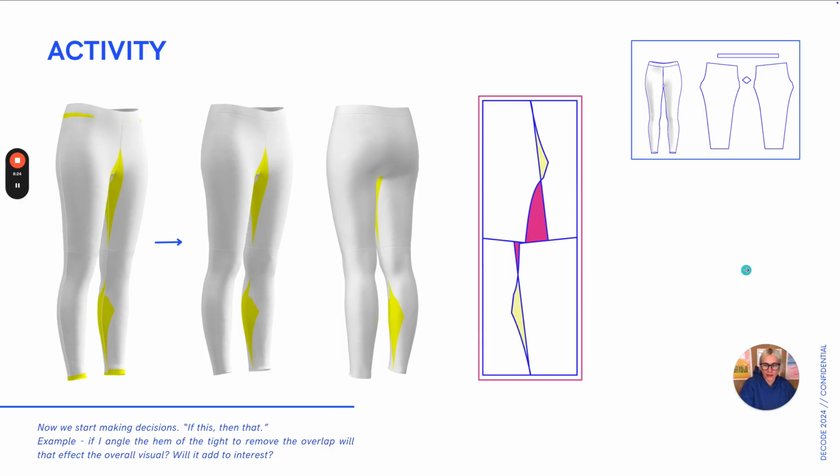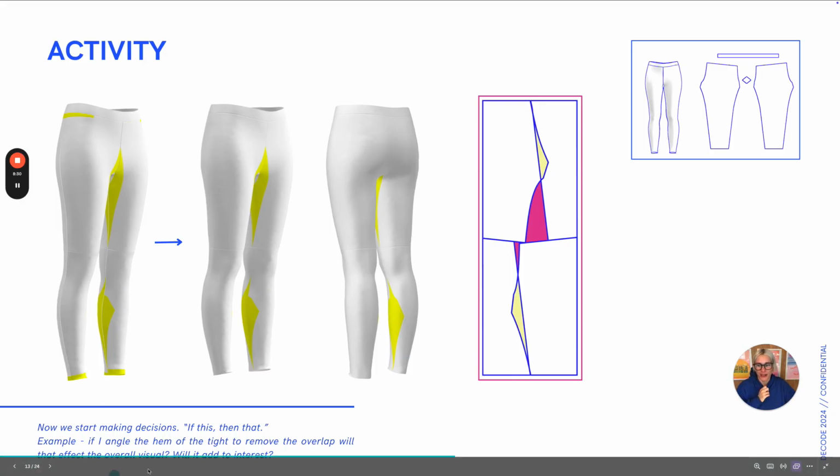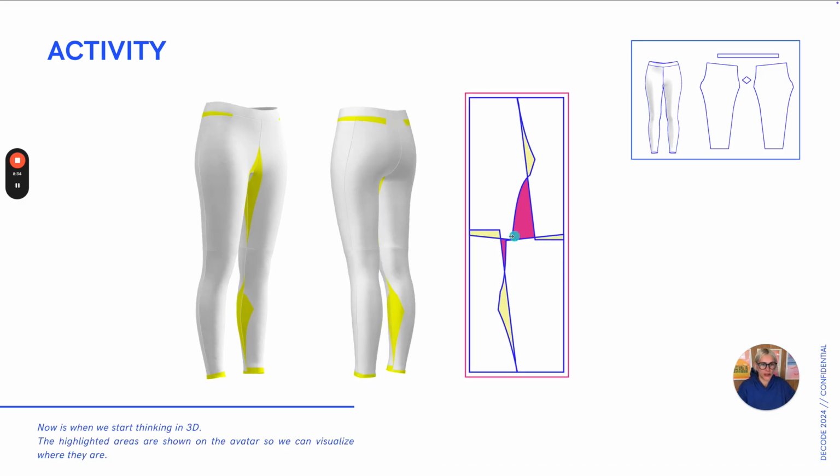Now, as I started mentioning, we are going to start making decisions, an if this, then that kind of scenario. So from this example here, I'm going to click back and forth between these. Right now, this pattern piece is the bottom half of a leg, and this pattern piece is also the bottom half of the leg. It's the front and back.